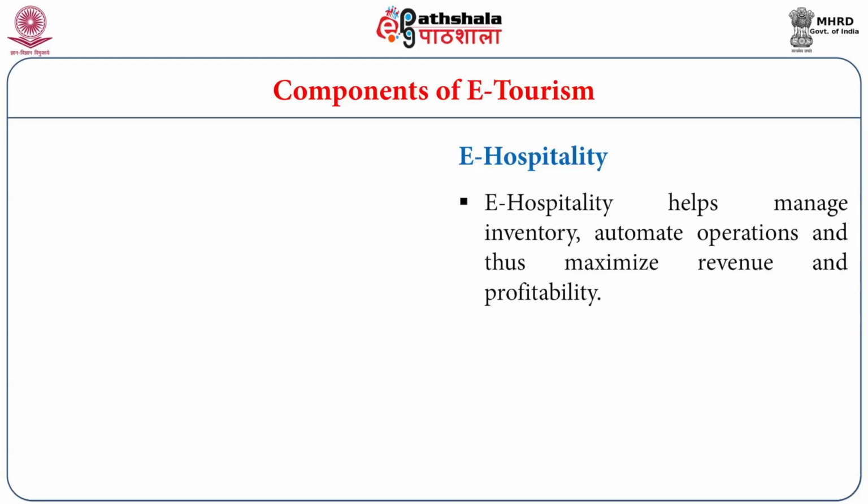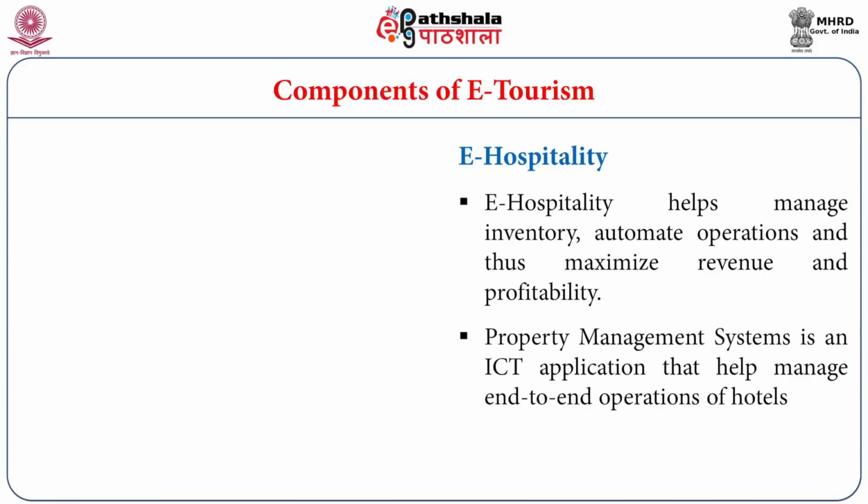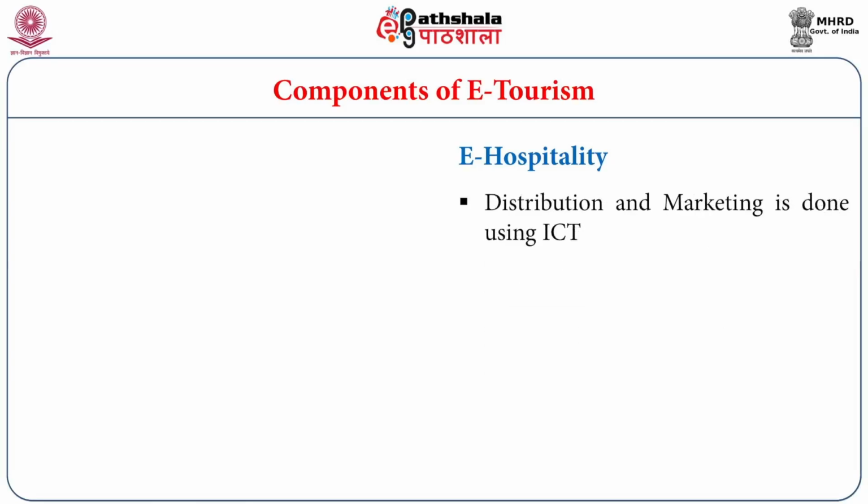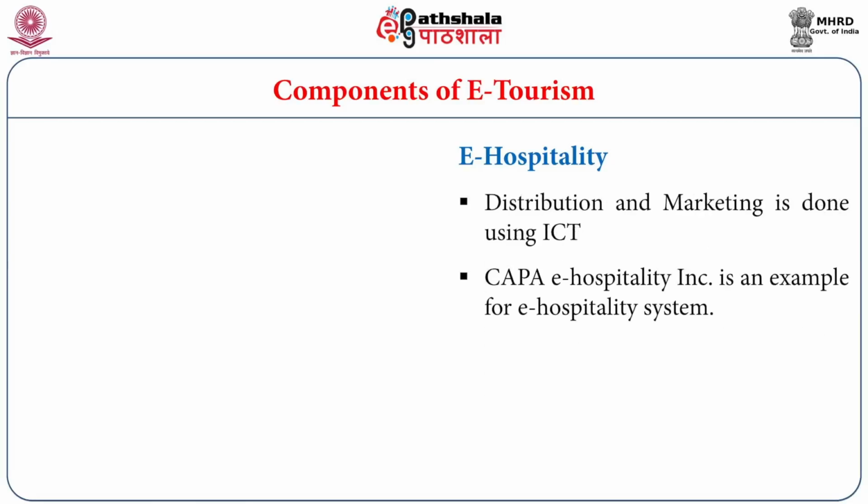E-hospitality. E-hospitality helps manage inventory, accommodate operations and thus maximize revenue and profitability. Property management systems is an ICT application that helps manage end-to-end operations of hotels. Distribution and marketing is done using information and communication technology. Kappa is an e-hospitality application which is famous around the world. The screenshot is from the web open page of the Kappa software.